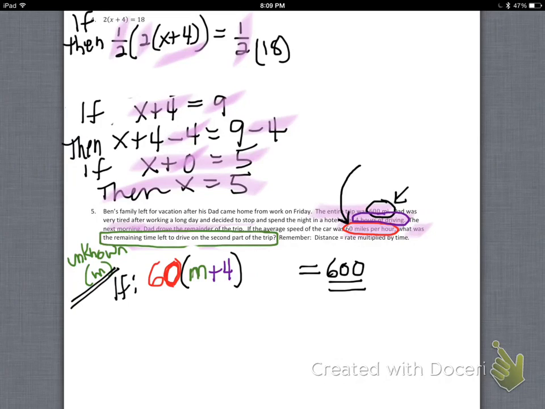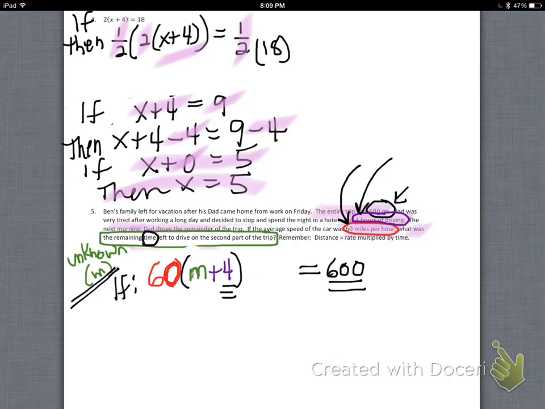We're trying to find the remaining time left to drive on the second part of the trip. So that is the remaining time, you can see that here. It's not remaining miles, it's the remaining time. That's right there. So maybe it shouldn't have been m, but whatever, it is m now. And plus 4, because we already know he's already driven 4 hours, and that's over here.